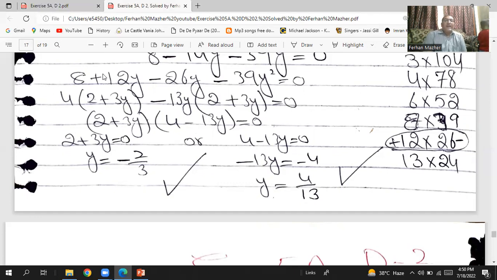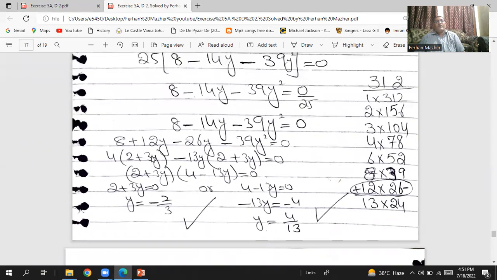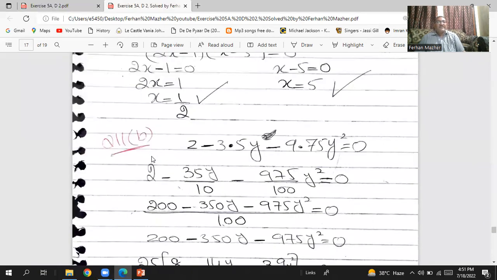And in the second bracket, we have 4 minus 13y equals to 0. So minus 13y will be equals to minus 4, and y will be equals, minus minus will be cancelled, so y will be equals to 4 divided by 13. So this is how you will do this question, and the solutions are -2 by 3 and 4 by 13. I have already checked this answer.